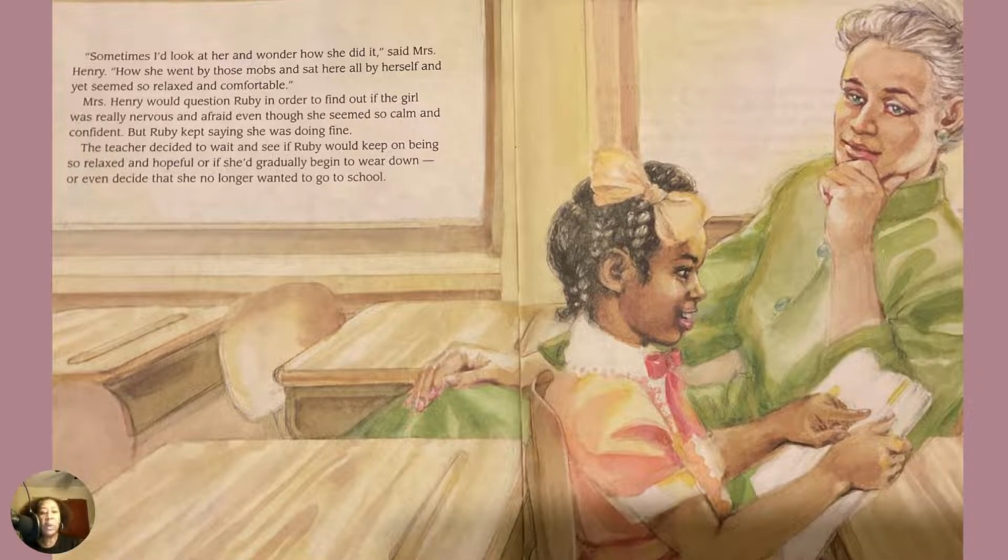Sometimes I look at her and wonder how she did it, said Mrs. Henry. How she went by those mobs and sat here all by herself and yet seemed so relaxed and comfortable. Mrs. Henry would question Ruby in order to find out if the girl was really nervous and afraid, even though she seemed so calm and confident. But Ruby kept saying she was doing fine. The teacher decided to wait and see if Ruby would keep on being so relaxed and hopeful, or if she gradually began to wear down, or even decide that she no longer wanted to go to school.